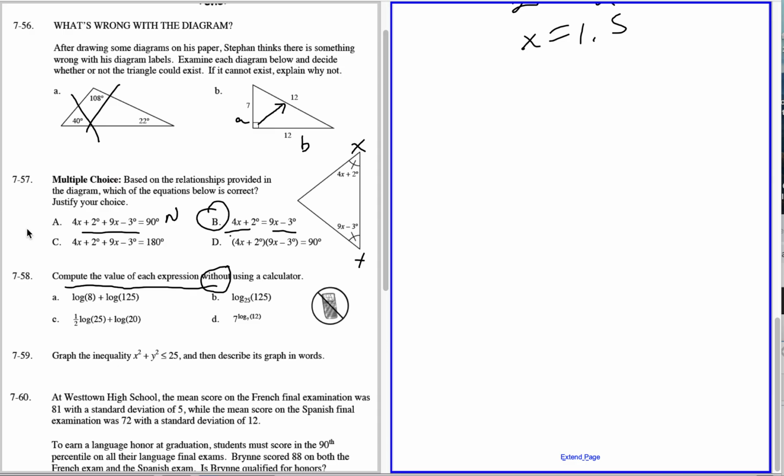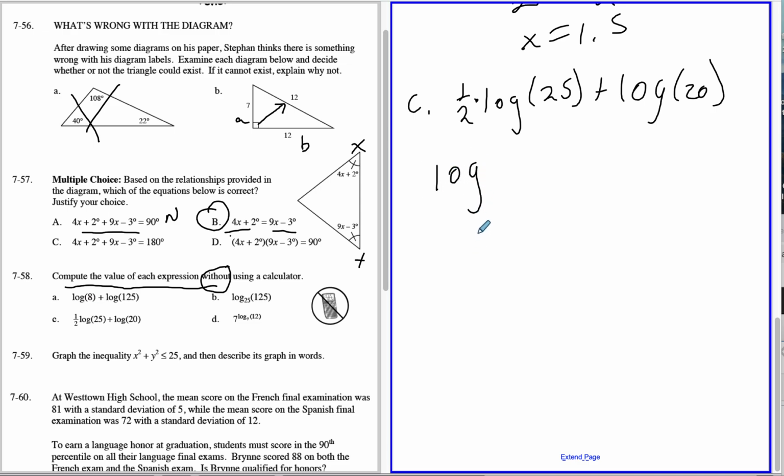Let's move on to C. So we have 1/2 log of 25 plus log 20. We have a multiply out front, so I have to put that as my exponent. I have to do that first before I can combine those. So we have log of 25 to the 1/2 plus log of 20. We have the same base of 10 and a plus sign in the middle, so we can multiply those together.